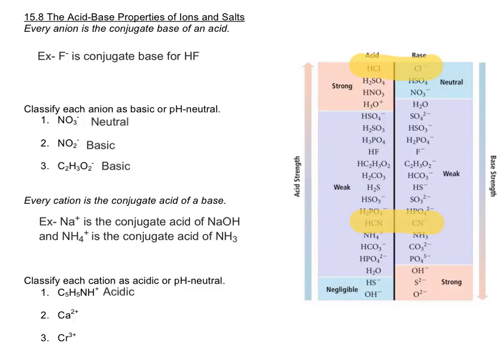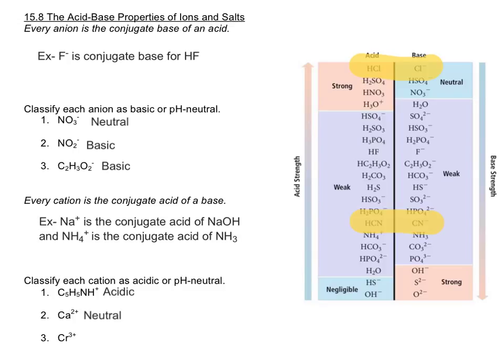Ca2+, that would be the conjugate acid of calcium hydroxide. Calcium hydroxide, because it's an alkaline earth metal combining with a hydroxide ion, is a strong base, and so calcium would be pH neutral. And then chromium 3+ is not an alkali or an alkaline earth metal, and so it's not going to form a strong base. But for these, actually, the rule is a little bit different. I don't know that you need to know this for the AP exam, but we're going to go over it just for the sake of completion.